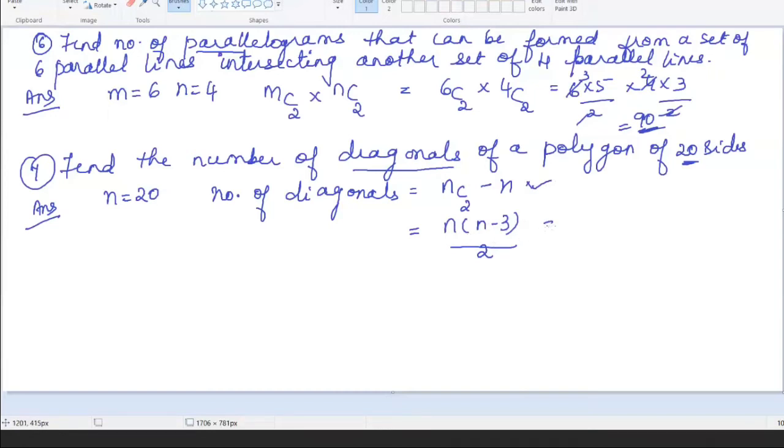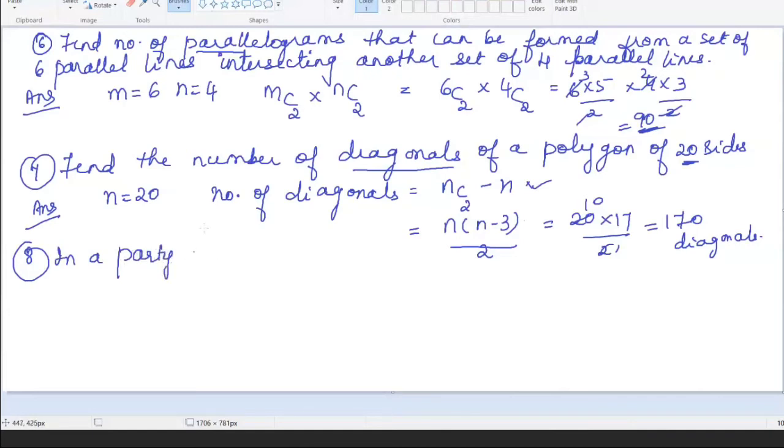So what is your answer? n means 20. So it is 20 into 20 minus 3, which is 17, by 2. So 2 tens are 20. Therefore, how many diagonals are possible? 170 diagonals are possible. Okay, write the next question. 170, correct. Yes.